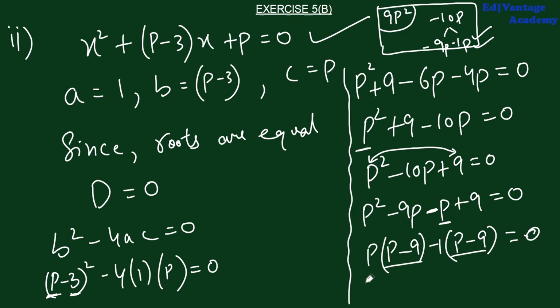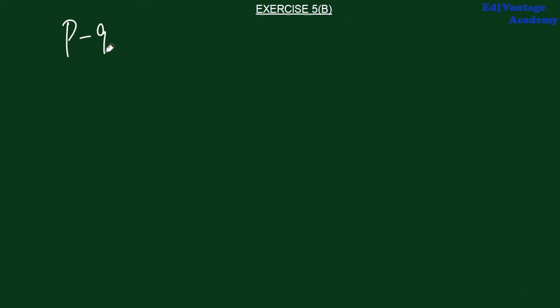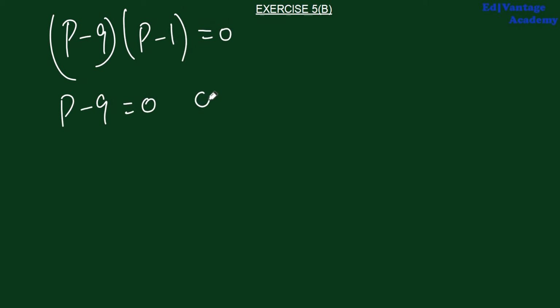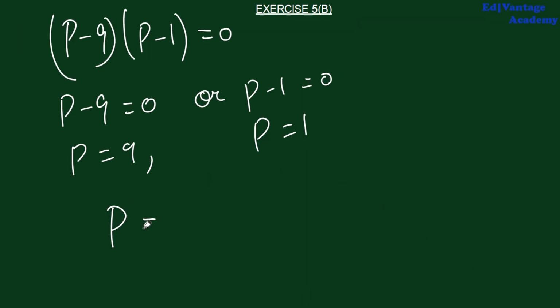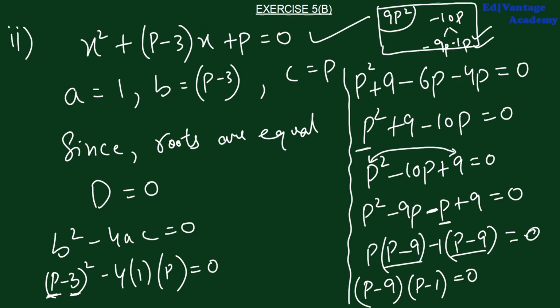You got p minus 9, p minus 9. So you have p minus 9 in one bracket and p minus 1 in another bracket. So you got (p minus 9) into (p minus 1) is equal to 0. That means either p minus 9 is equal to 0 or p minus 1 is equal to 0. Here p is equal to plus 9, or here p is equal to plus 1. So therefore p is equal to 9 or 1. You got two values of p. Why two values of p? Because p came in a quadratic equation as a variable.